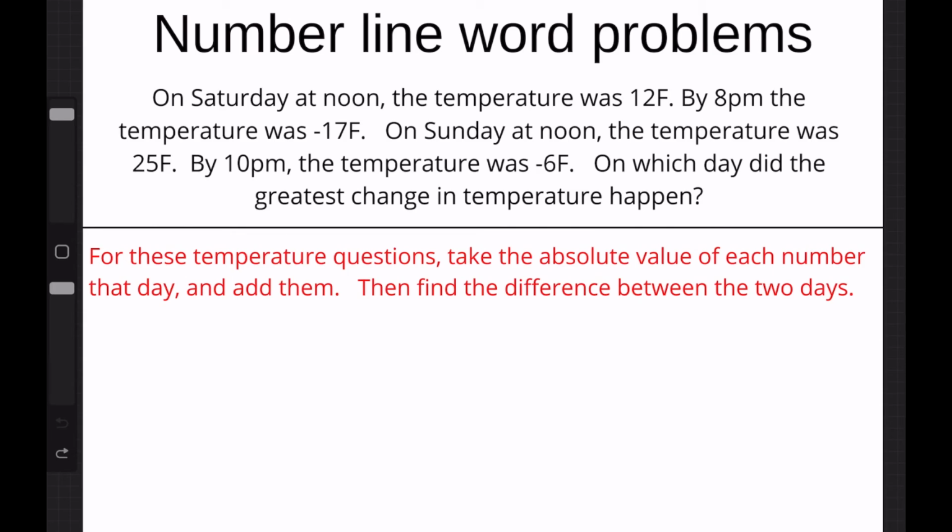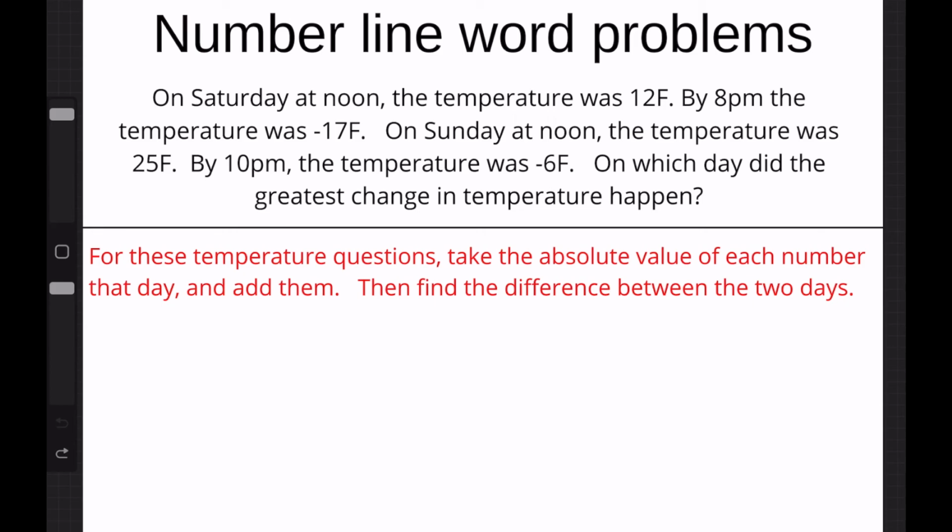degrees Fahrenheit. By 8 p.m., the temperature was negative 17 degrees Fahrenheit. On Sunday at noon, the temperature was 25 degrees Fahrenheit. By 10 p.m., the temperature was negative 6 degrees Fahrenheit. On which day did the greatest change in temperature happen? All right, this is a number line word problem.